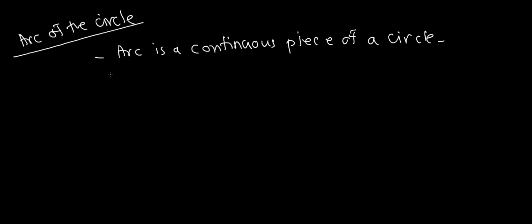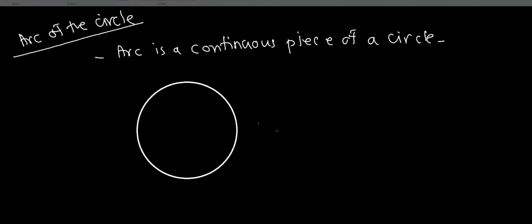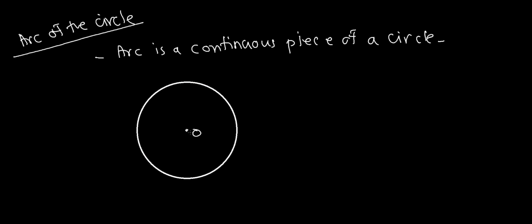So if we want to draw, let's say, this is our circle with center O, and there is a line segment with endpoints A and B that divides the circle into circular parts, and here we have point Y and here we have point X. Based on this, we can visualize the circle arc.